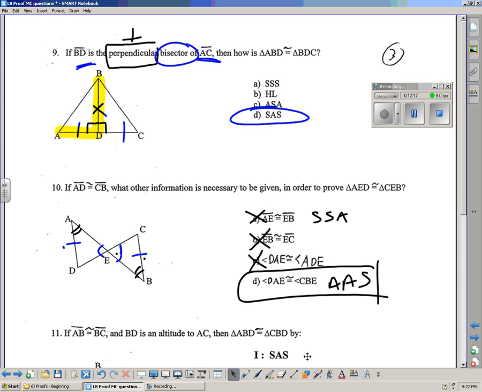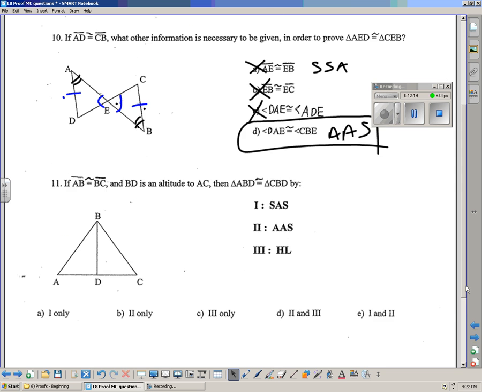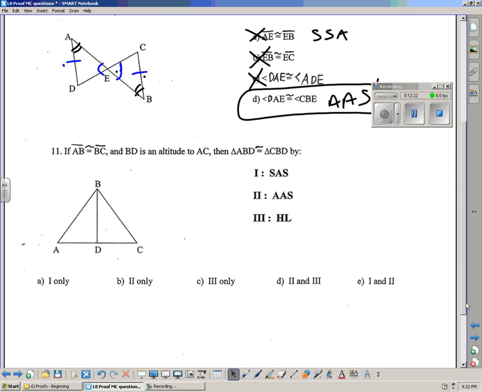All right, number 11. If AB is congruent to BC, and BD is an altitude, since we have an altitude, remember, altitudes are going to create right angles. There's our altitude. Then the triangles are congruent. Let's see. Well, we get reflexive for free.